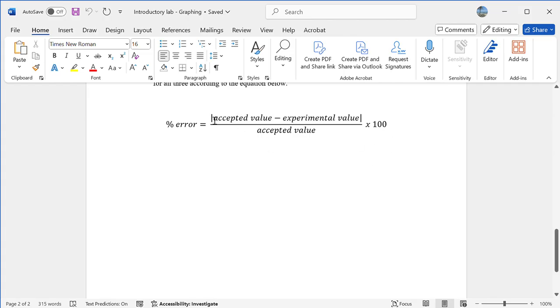Now, if you see these vertical bars here, these mean absolute value. So if you do this subtraction here and it is a negative value, it doesn't really matter, because the absolute value tells you that this answer should always be positive. So as a percent error, we never have a negative value. Okay.